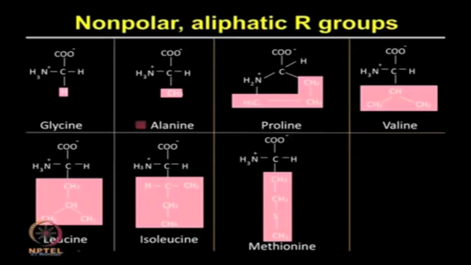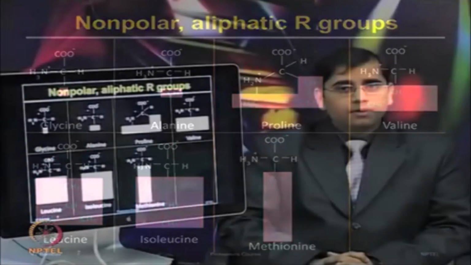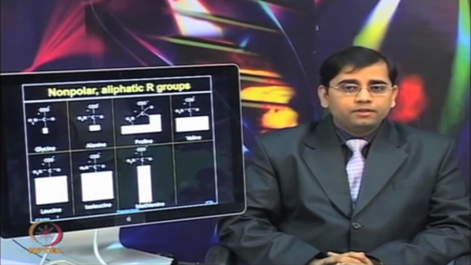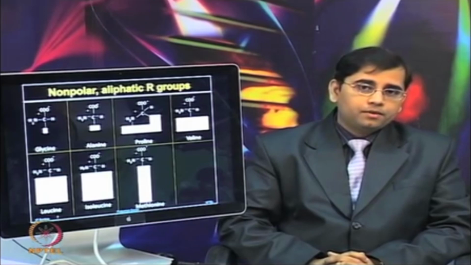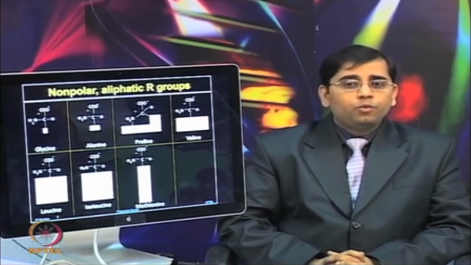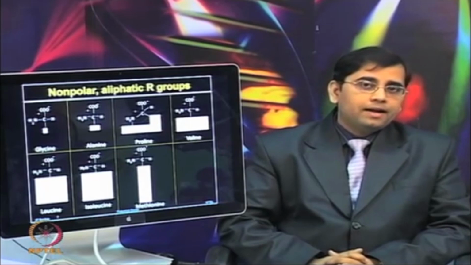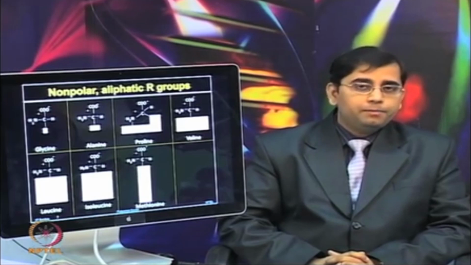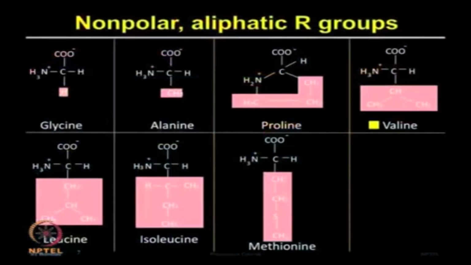Next is alanine, which contains a methyl group, and proline, which has aliphatic side chains. Proline has a very unique feature: it has no free amino group and the side chain is bonded to the N and the alpha carbon atoms. The ring structure provides more conformational restrictions, and therefore proline plays a very crucial role and has unique properties in many functions. Valine is a branched chain amino acid.